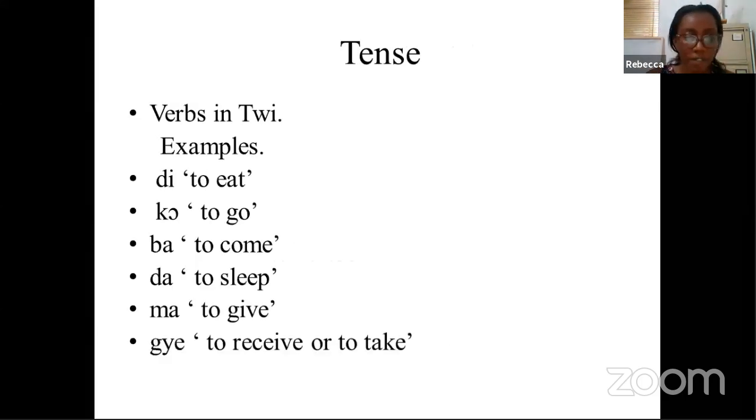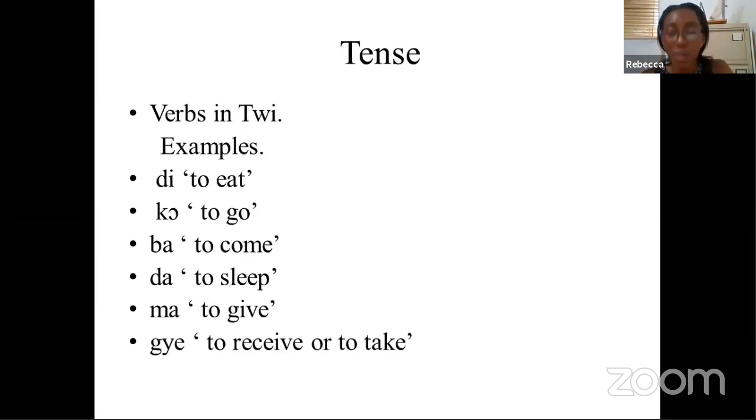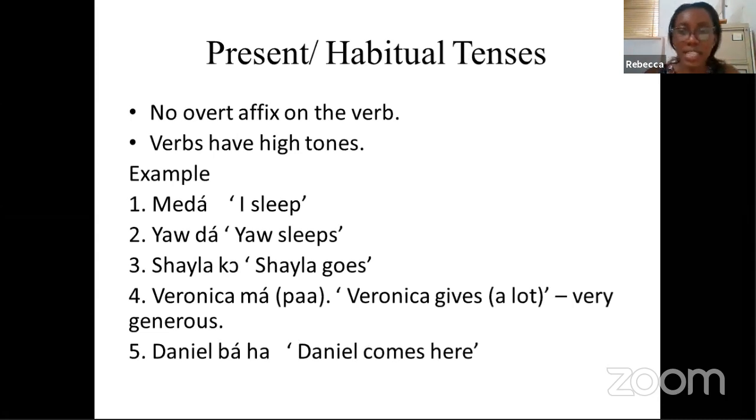Now let's take another verb, ko, which means to go. Now we have Shayla ko. Shayla is someone's name, so ko here is the verb to go. You just add the person's name and ko, then you get the present tense. So let me use myself. Rebecca ko, meaning Rebecca goes.